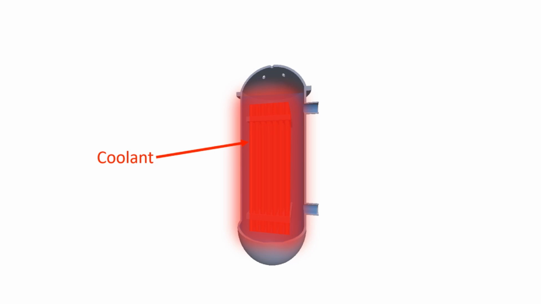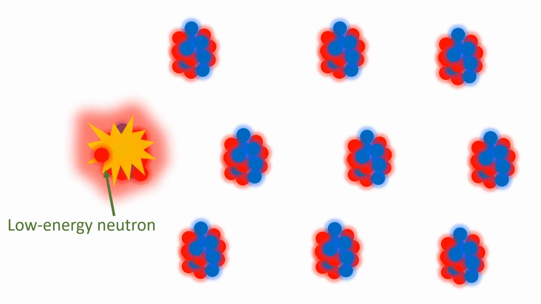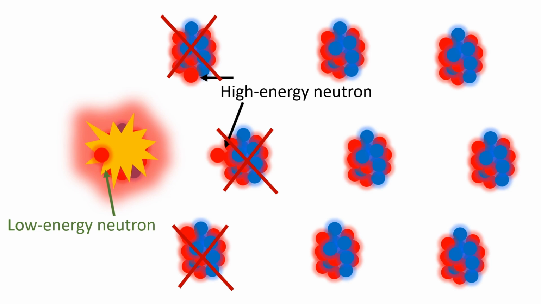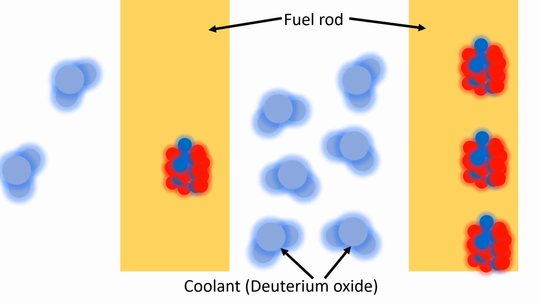Now, let's see what the function of the moderator is. The high probability of uranium-235 fission occurs only when the nucleus absorbs a low-energy neutron. The problem is that neutrons emitted by fission are high energy, or fast neutrons. Since the 3 neutrons released are high energy, they may not cause further fission. As a result, the chain reaction is stopped. That is why we use heavy water as a moderator in the coolant. Heavy water contains deuterium oxide.